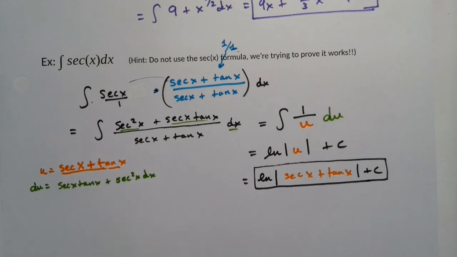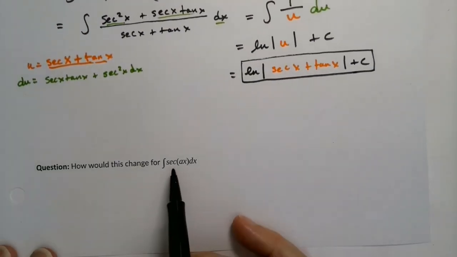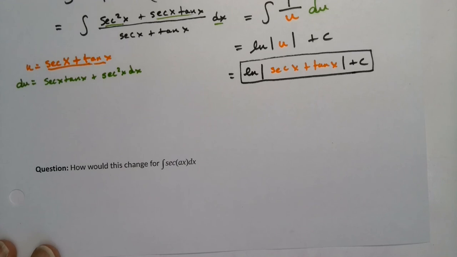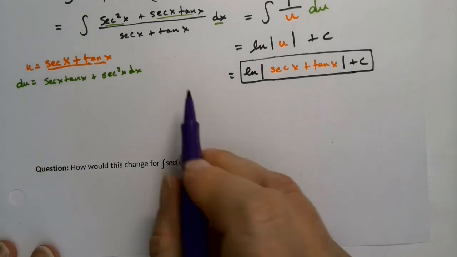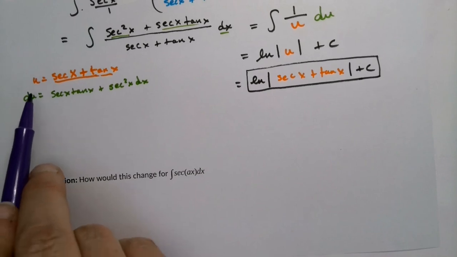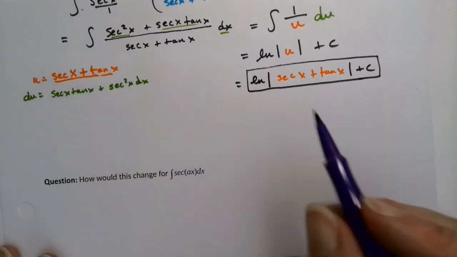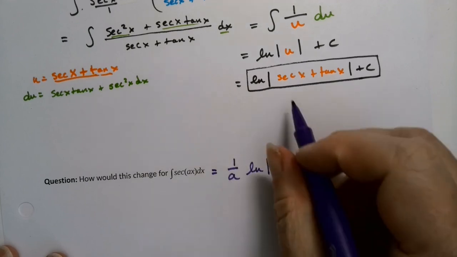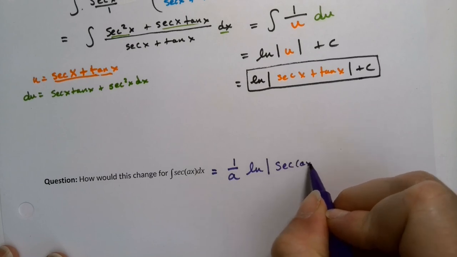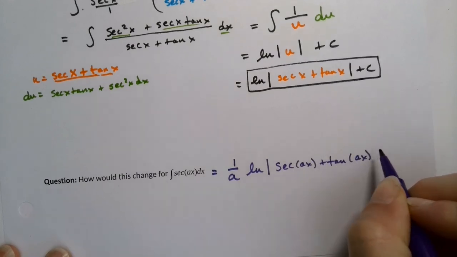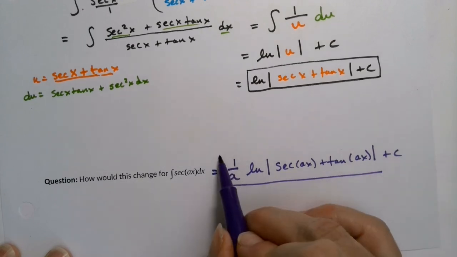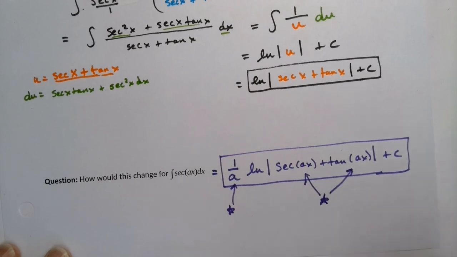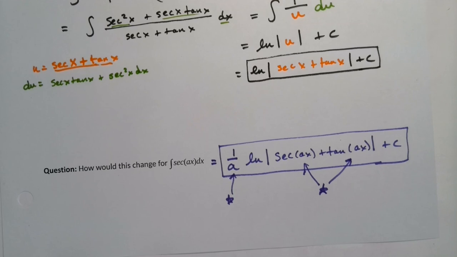Now, think of what happened when we did ax before. What was the effect? All that happened was that we had 1 over a in front. And that's exactly what would happen here. If you did the same problem over with ax, the du would be 1 over a, because everything here would be multiplied by a. So we would say 1 over a, natural log of secant of ax plus tangent of ax, plus c. That's the only thing that would change: the 1 over a in front, and each of these would be an ax instead of just regular x. It's literally the same formula, but with 1 over a stuck in front.